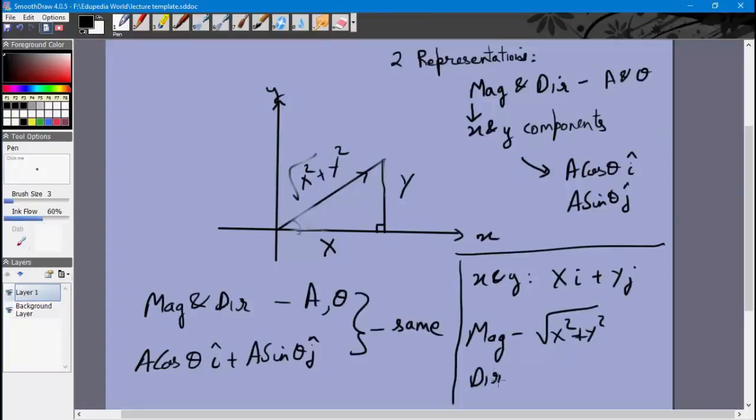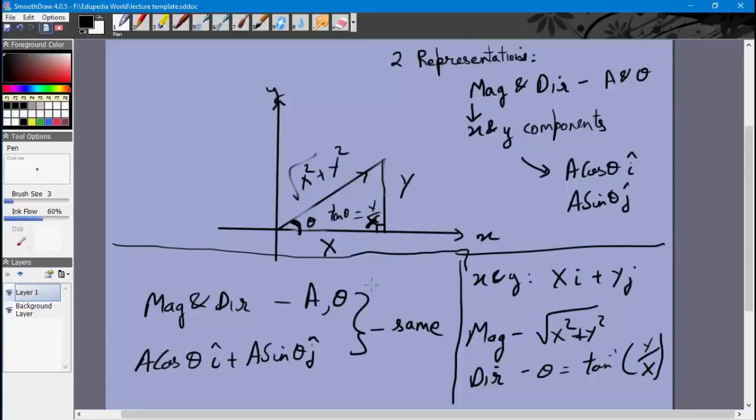And what is the direction? By direction we mean this angle. If this is theta, we get tan theta is equal to y by x, which means theta is equal to tan inverse of y by x. So this is it. These are the two formulas for the two representations of a vector.